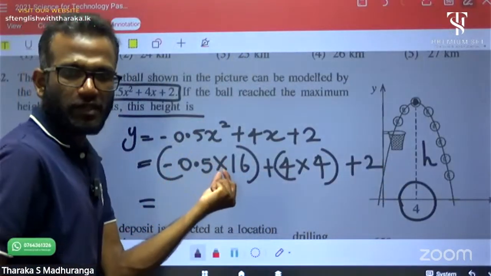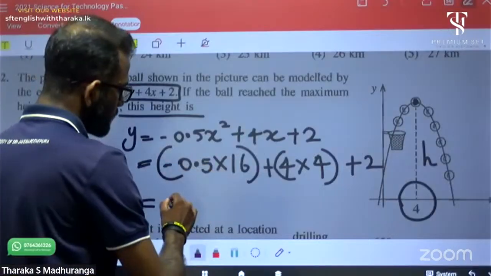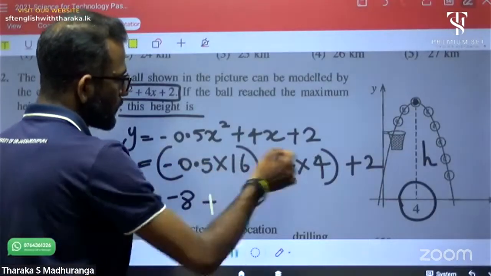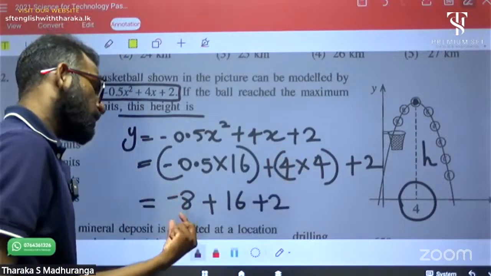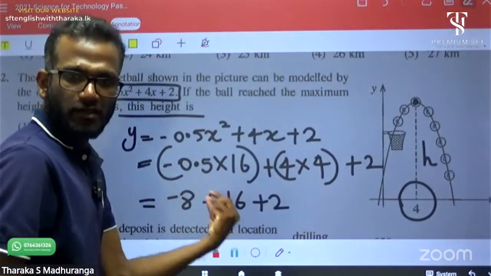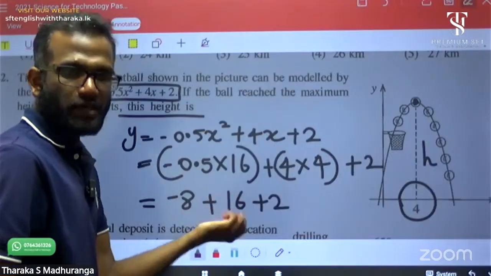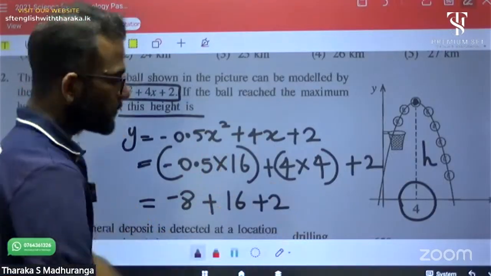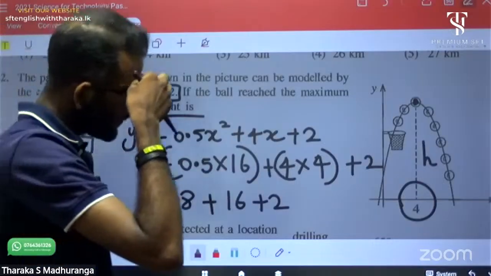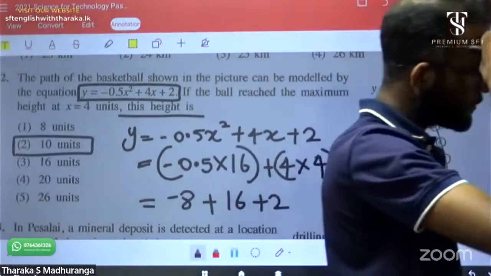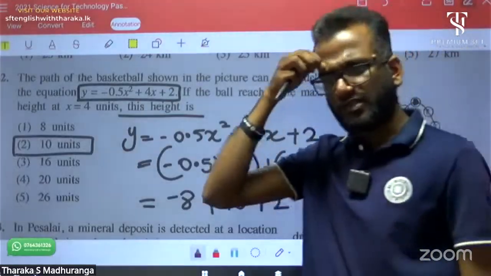0.5 times 16 is 8, so minus 8 plus 16 plus 2. Minus 8 plus 16 is 8, plus 8 plus 2, 10 units. 10 units. Very good. Okay, those are the exam questions.